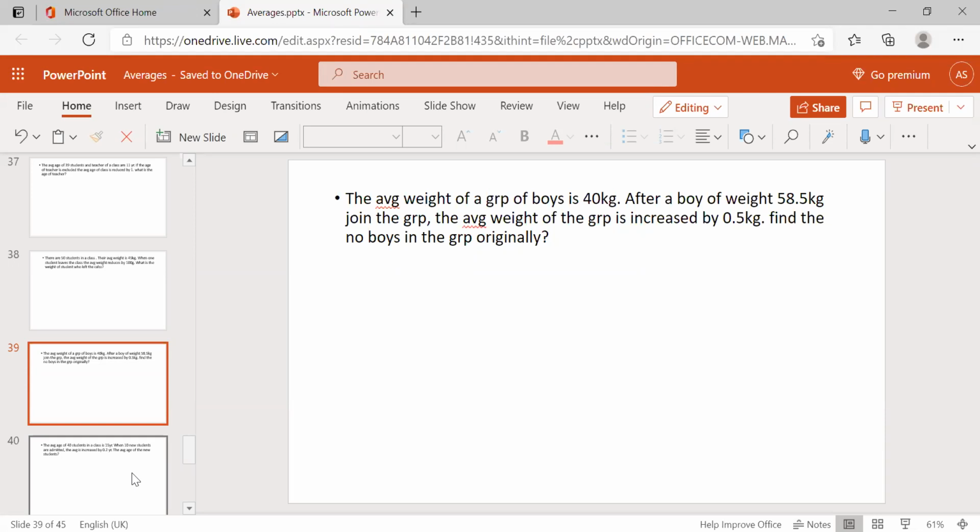What they're asking here is how many were there in the group previously. The new boy's weight is 58.5 and the average increased by 0.5. We follow the same procedure here. How many were there previously, we don't know. Take n. What is the average? It is 40 kgs.